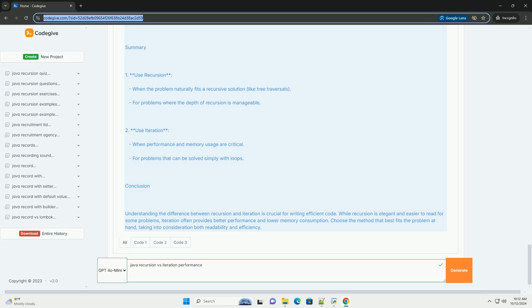Conclusion. Understanding the difference between recursion and iteration is crucial for writing efficient code. While recursion is elegant and easier to read for some problems, iteration often provides better performance and lower memory consumption. Choose the method that best fits the problem at hand, taking into consideration both readability and efficiency.